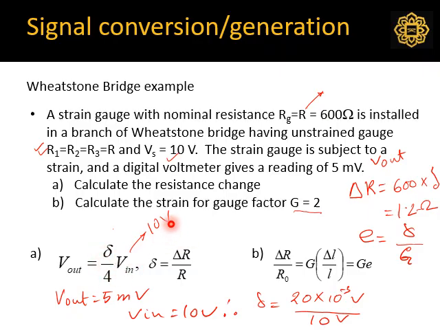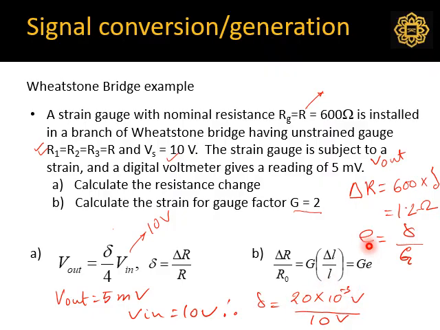V in equals your supply voltage, which is 10 volt, and V out equals 5 millivolts. So you can find the value of delta. Delta would be 20 times 10 to the power minus 3 over 10, which is 2 into 10 to the power minus 3. This is not volt, it is unitless.